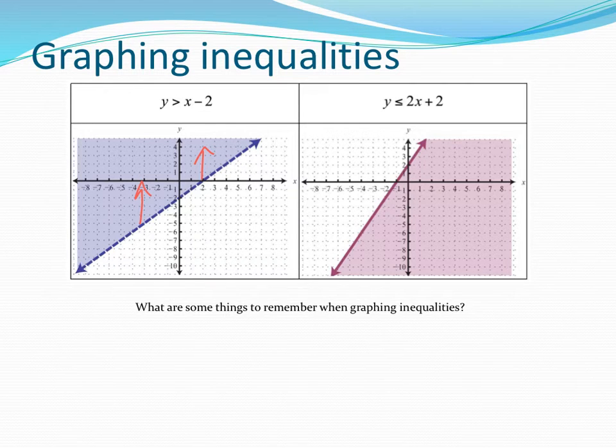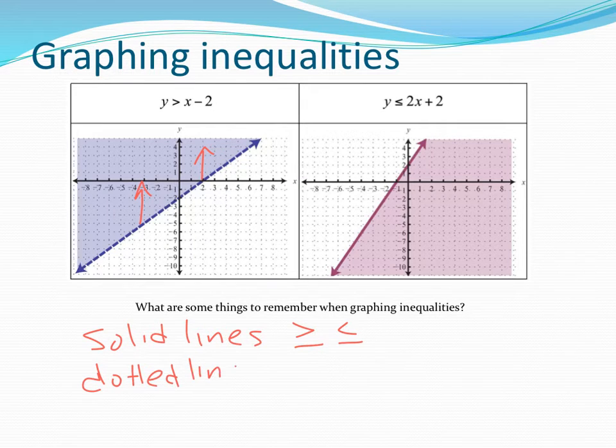So we can remember some things like solid lines are when I have the equal to sign with the inequalities, and dotted lines, you might want to jot this down to remember, are just without the equal to sign. So for instance, in this first inequality, if I have y is greater than x minus 2, what are all of the coordinates that satisfy that?